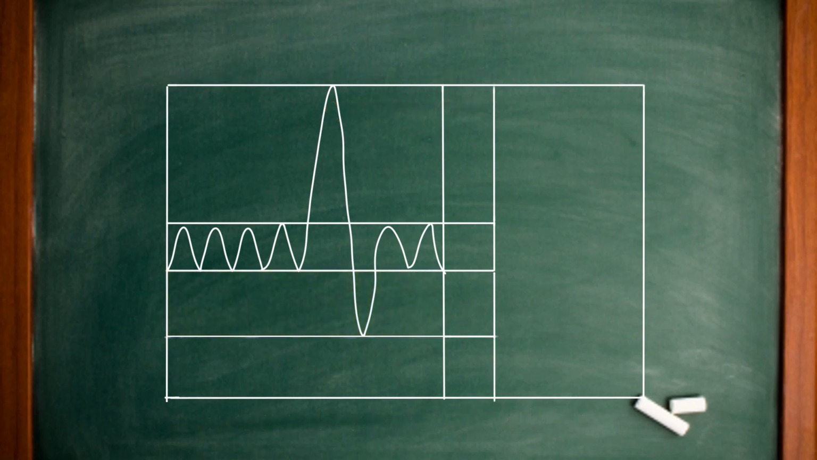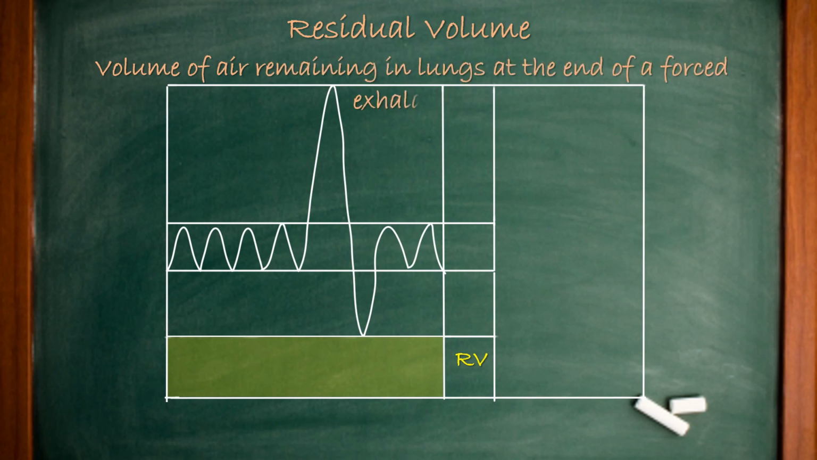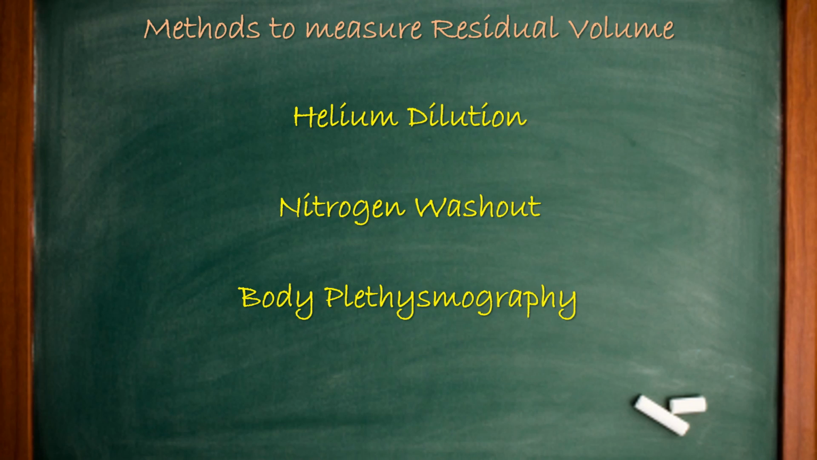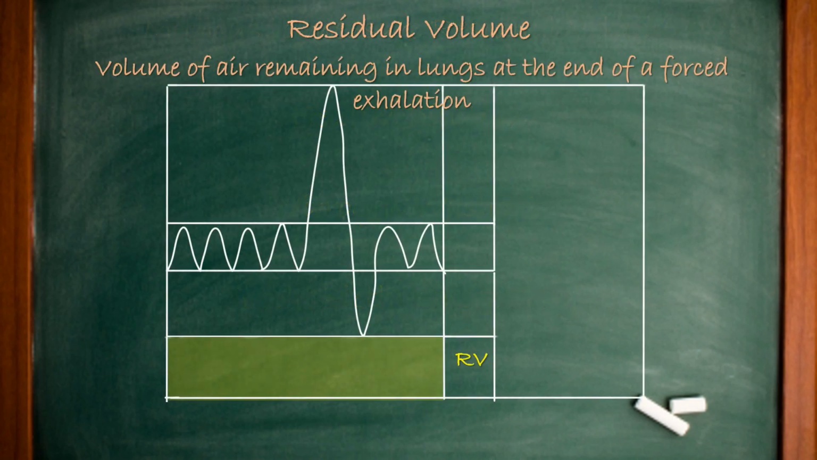The next volume that we see is the residual volume. Now to measure this volume, that is the volume remaining in the lungs at the end of a complete forced exhalation, special techniques need to be used, known as the helium dilution, the nitrogen washout or the body plethysmography. Normally the residual volume is about 1500 ml or 20 to 30 ml per kg body weight. So these were the individual volumes.